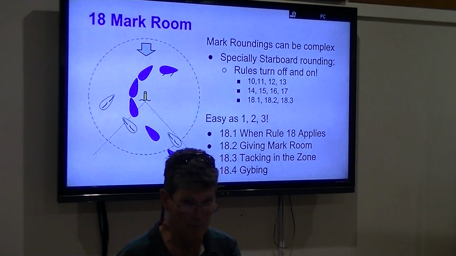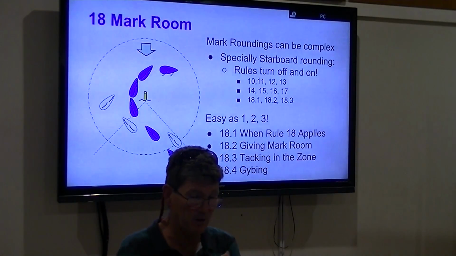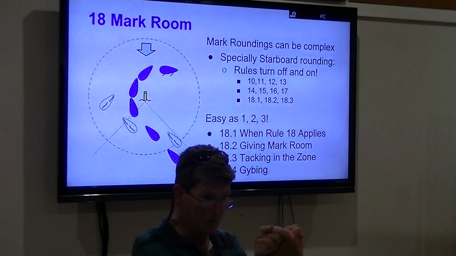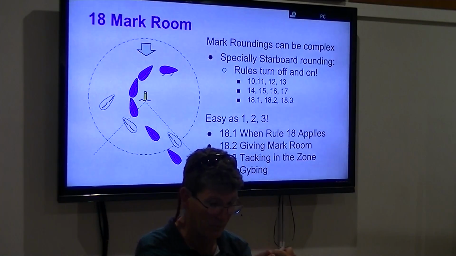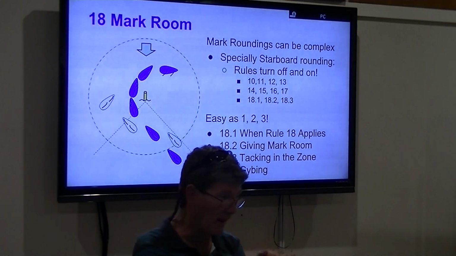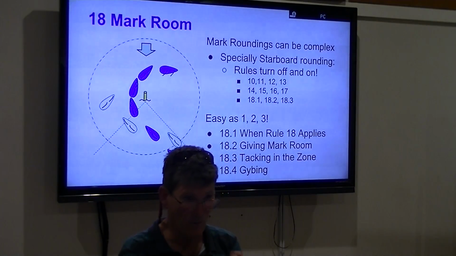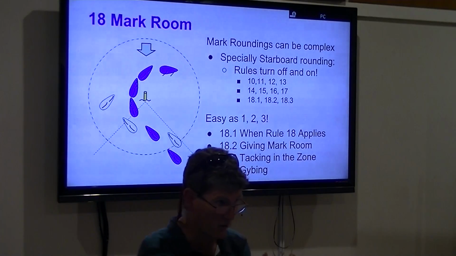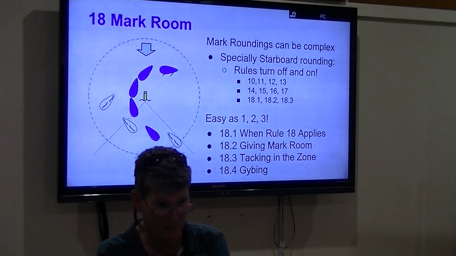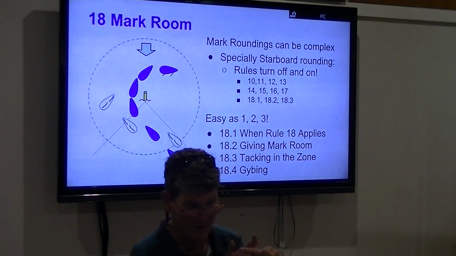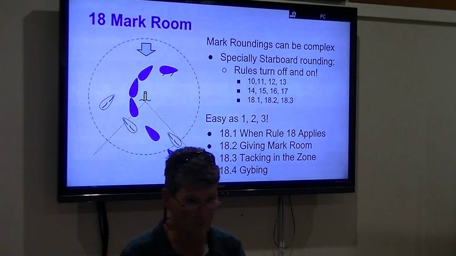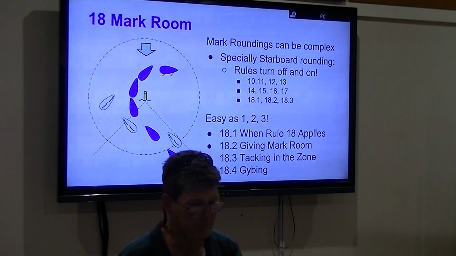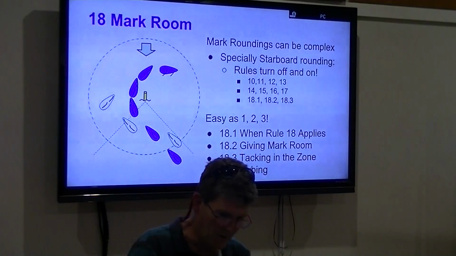When you're talking about mark room, the first place to go is 18.1, to work out: does the mark room rule apply? 18.1 is a big rule, as you'll see in a second. Once you've worked out if the rule applies, then you say, what does it mean, 18.2? That's a big rule too. And then you've got 18.3 and 18.4, which can change things once actions take place while you're in the zone. So let's go through this bit by bit.